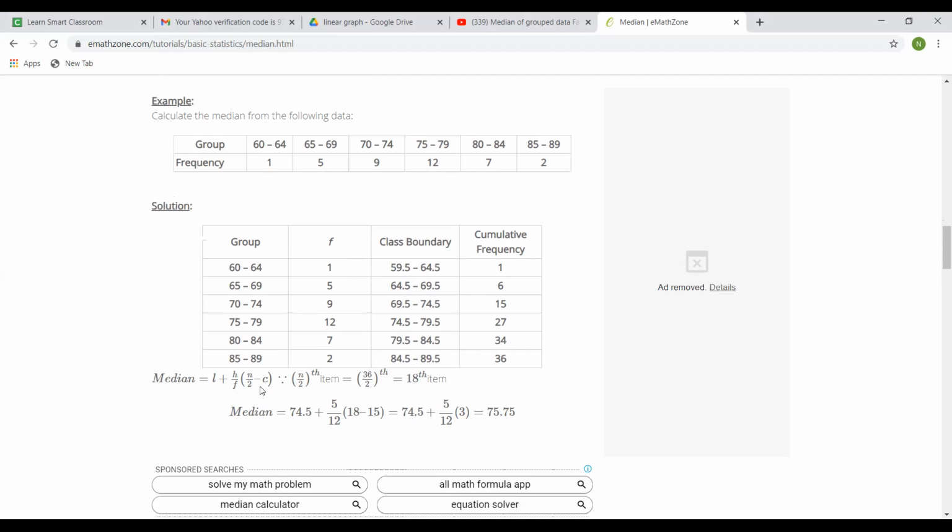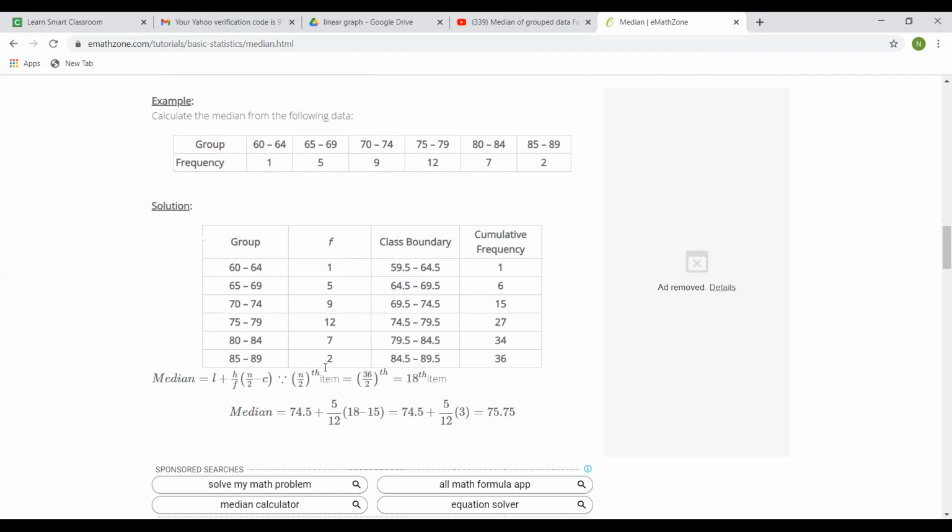What is the value of L, the lower class boundary? Lower class boundary means 74.5. And the size of the class interval, which is denoted by h, means the difference between two classes. 65 minus 60, 70 minus 65 equals 5. The difference between the two classes is 5, so 5 is the size of the class, or the height of the class.